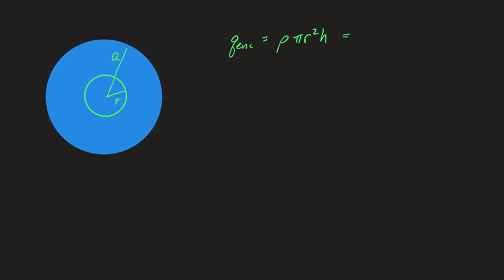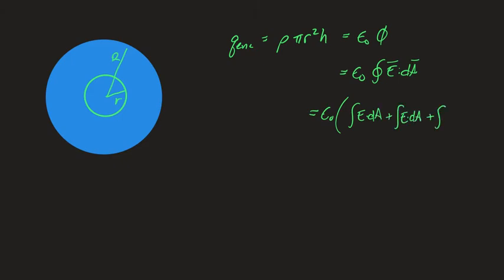We're still going to set this equal to epsilon times the flux. And we're still going to have the flux be E dot dA. And we're still going to take that flux and break it up into 3 sections. The top, the bottom, and the sides.